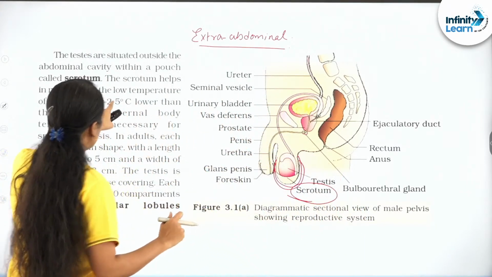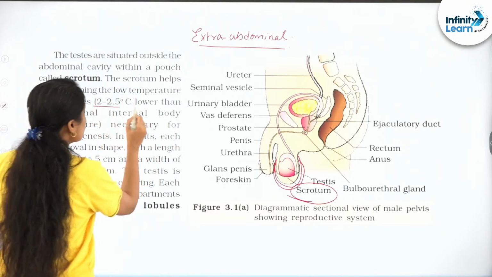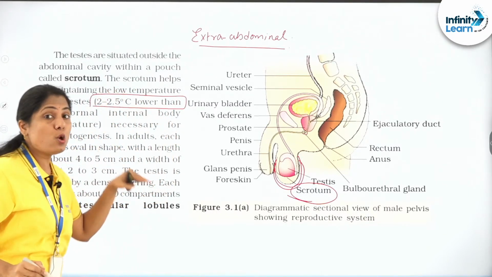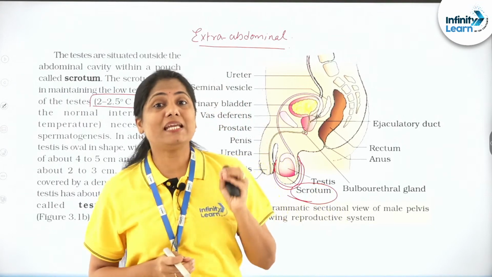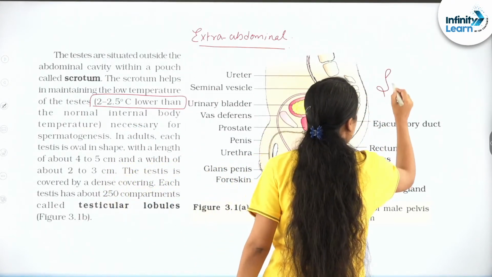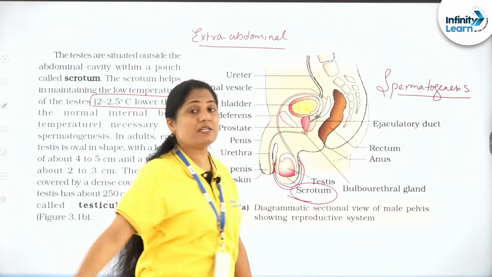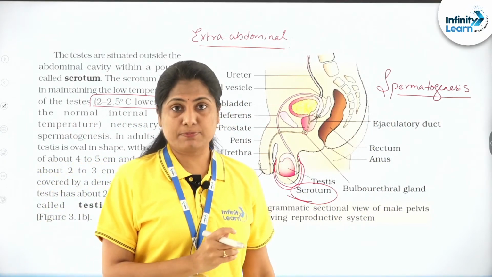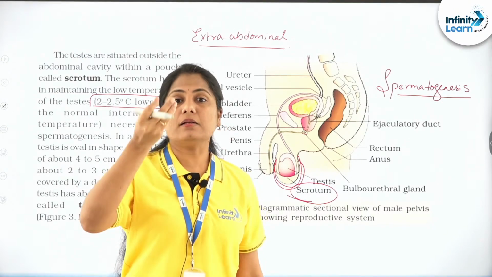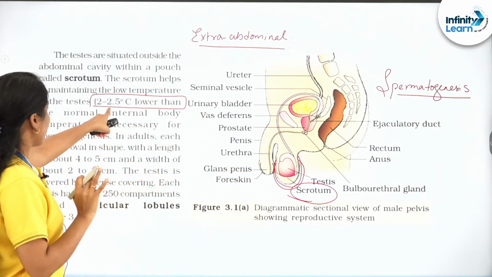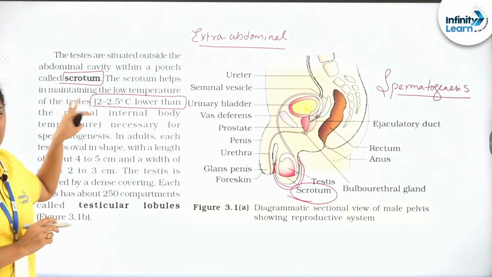Because the human body has a temperature which is a little higher. Scrotum, on the other hand, has a temperature 2 to 2.5 degrees centigrade lower. Now, why is this necessary? This is absolutely indispensable for the process of spermatogenesis, that is the formation of the sperm. For the formation of sperm, it's very important that the temperature be a little lower, which is 2 to 2.5 lower in the pouch-like scrotum. So, very, very important.